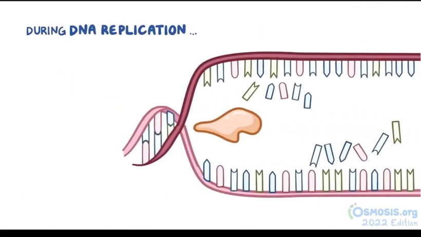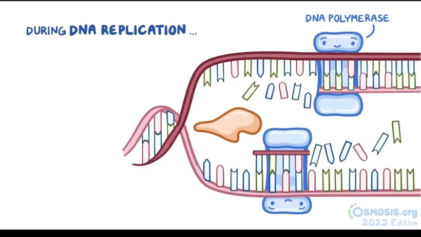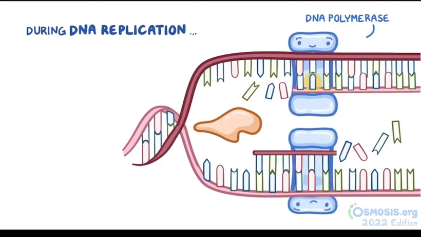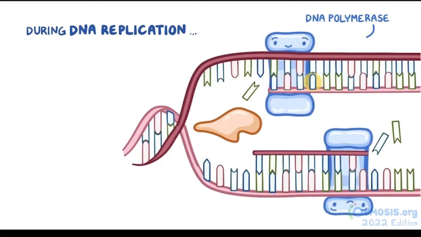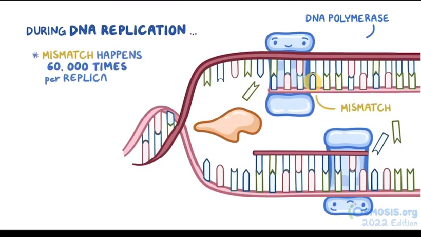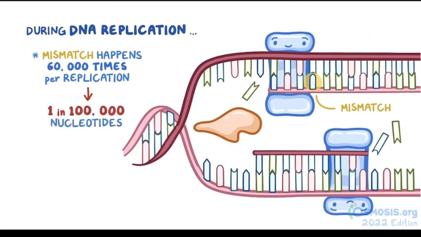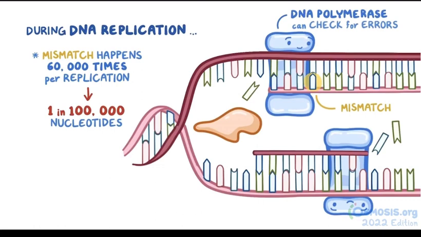During replication, DNA polymerase can sometimes put in the wrong nucleotide, like pairing adenine up with a cytosine instead of a thymine. This is called a mismatch, and it happens about 60,000 times per replication, so 1 out of every 100,000 nucleotides. Now, the first way to fix a mismatch is right after it happens, because DNA polymerase is quite a resourceful enzyme, and it can look over its shoulder to check for errors and see if it put the right nucleotide in, kind of like checking an essay for typos before sending it in.